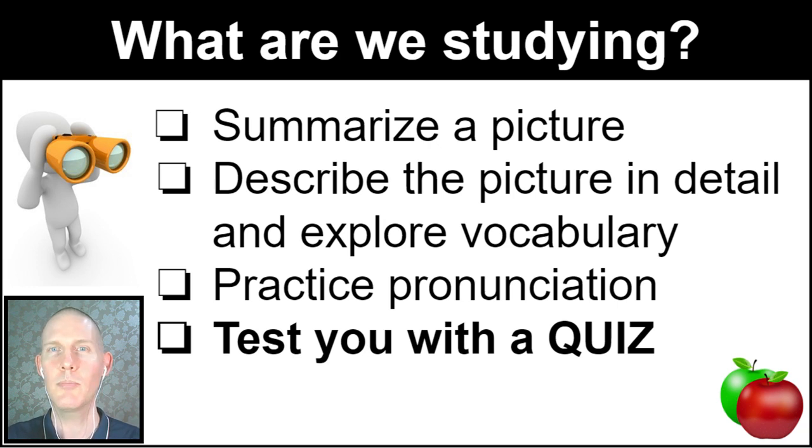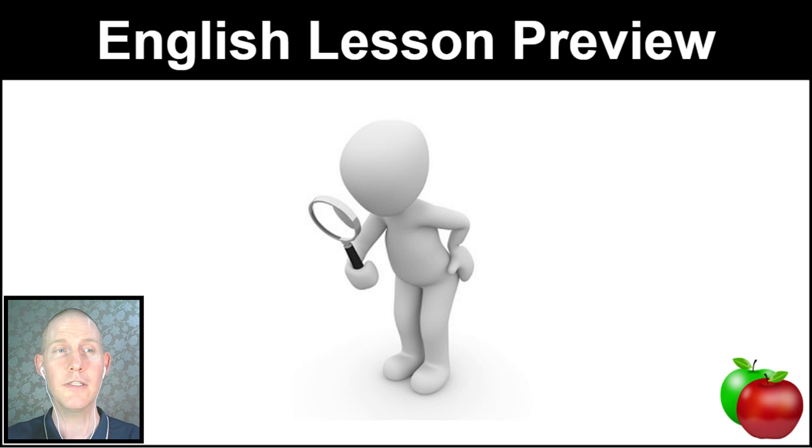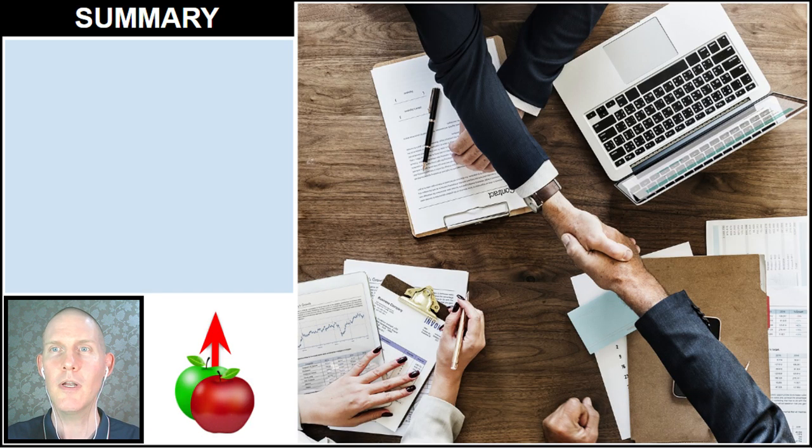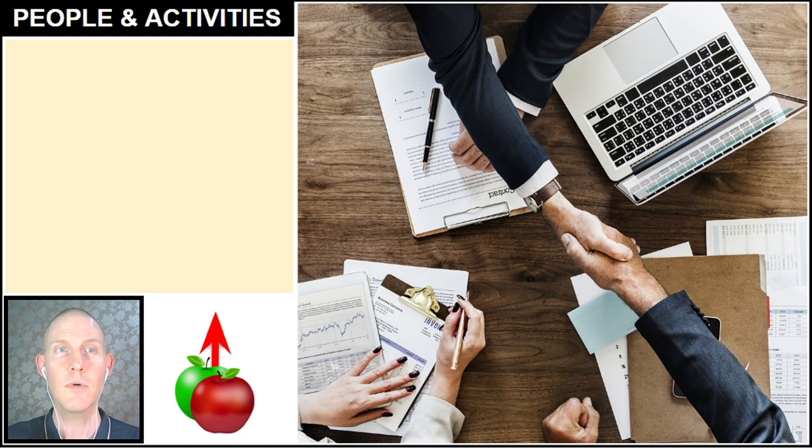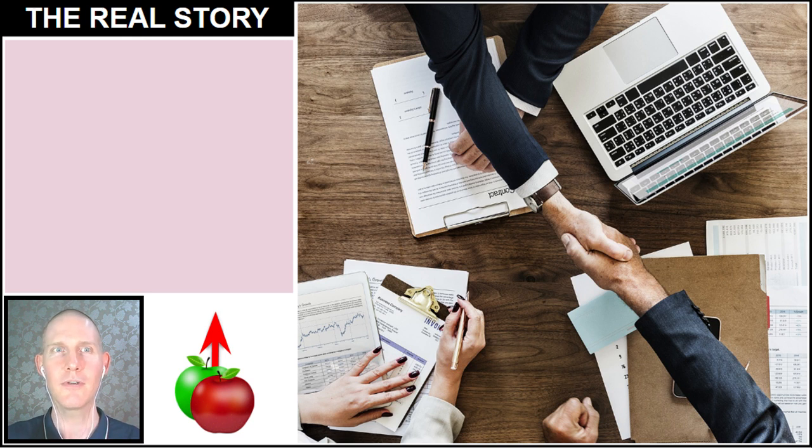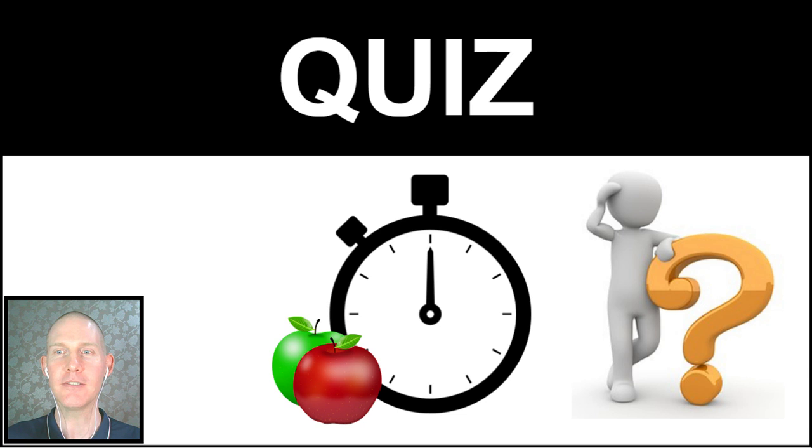All right, so let's do a preview of the lesson before we jump in. We're going to summarize the picture, right? So this is the picture we'll use, and we'll do a quick summary. Then we're going to divide it and go into more detail. First, we'll talk about time and place. Then we're going to talk about people and activities. Then after we talk about each individual person and describe their position at the table, we're going to talk about the real story, well, the real story from my point of view. And after that, we'll do a quiz.